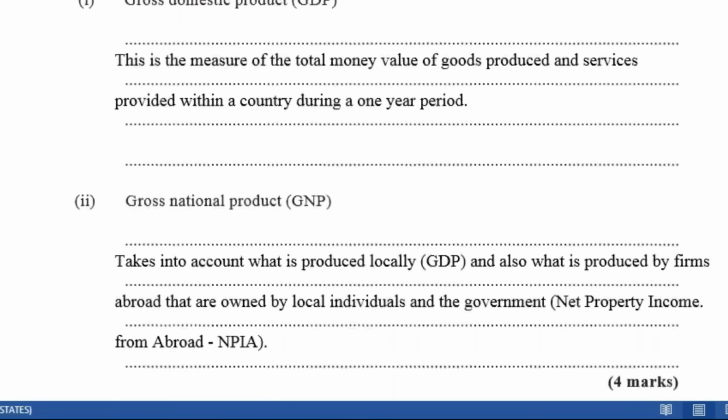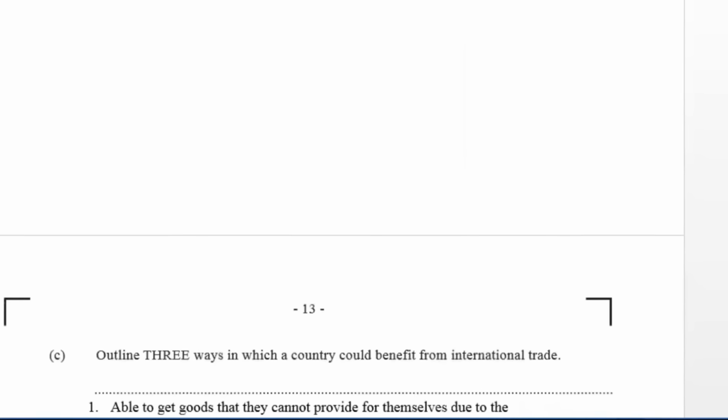Gross national product, now. It takes into account what is produced locally, which is the GDP, and also what is produced by firms abroad that are owned by local individuals and the government, which is that section when you're calculating the national income, called the net property income from abroad. And really, you get the GNP when you add the GDP to the net property income from abroad. All right.